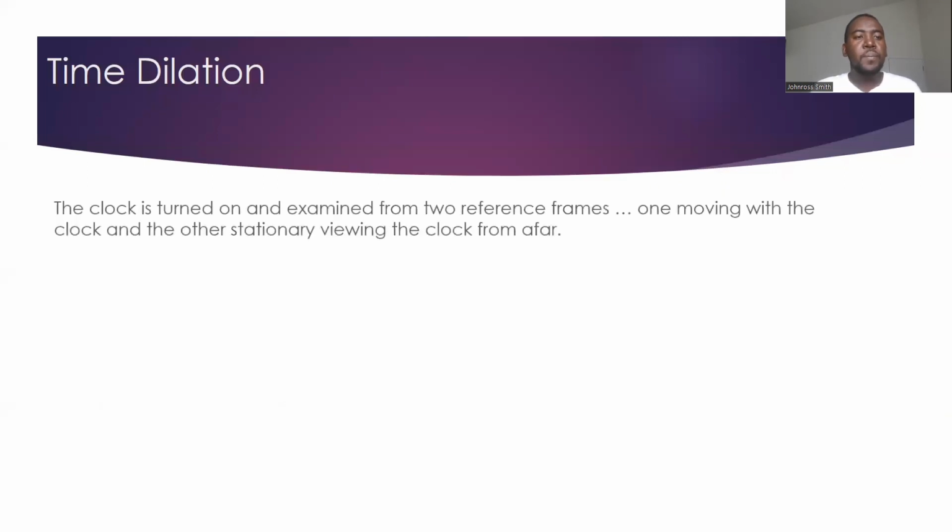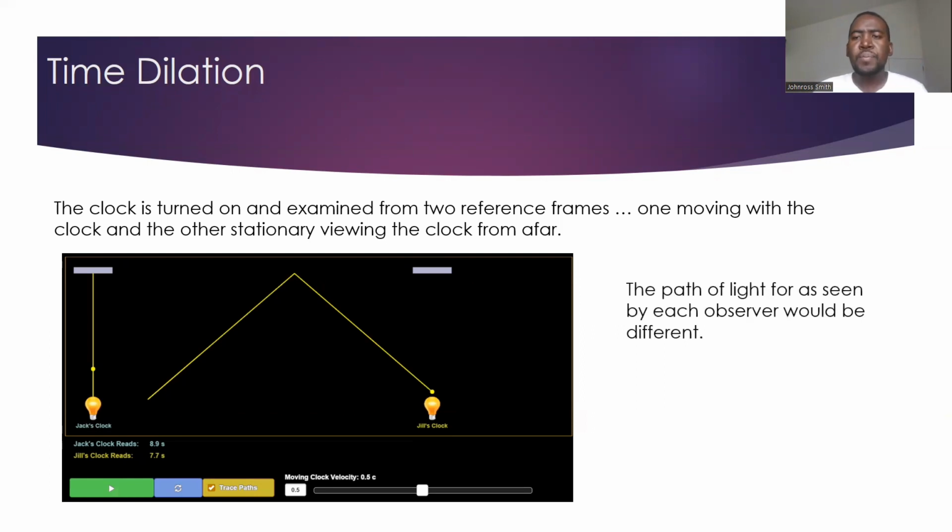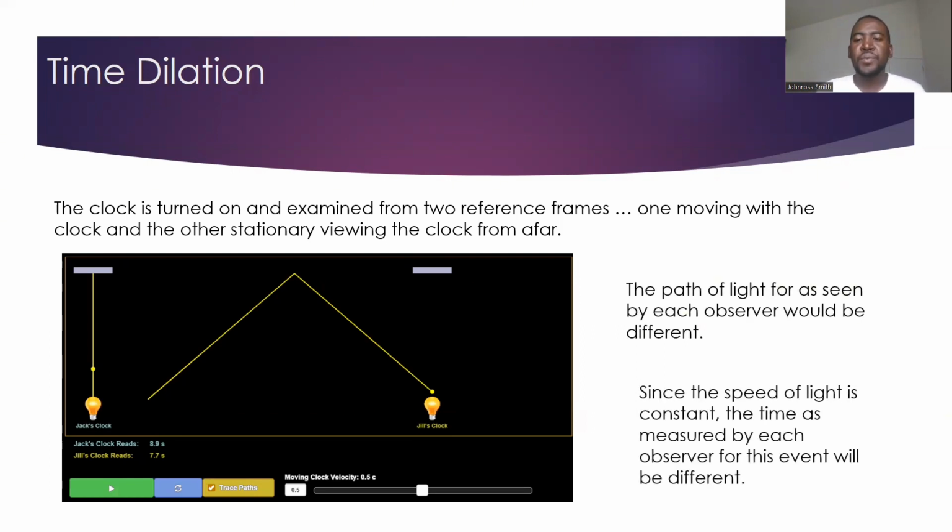So the clock is turned on and examined from two reference frames, one moving with the clock and the other stationary, viewing the clock from afar. The one that goes with the clock sees it in a vertical motion. The one observing from a distance will see it going at an angle, then reflecting back at an angle. So the path of light shown by the observer will be different, as we can see.